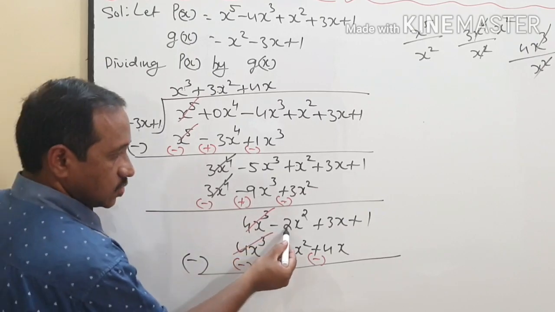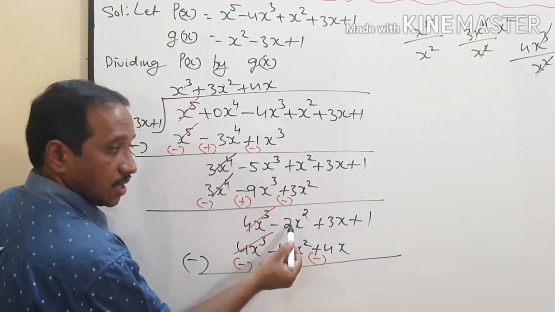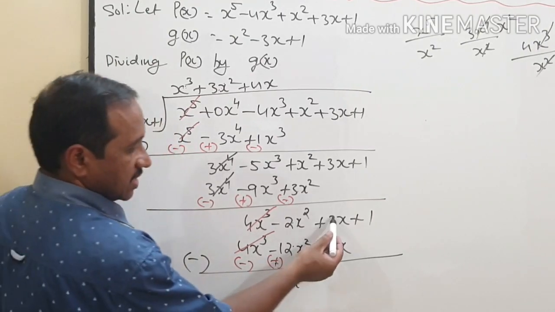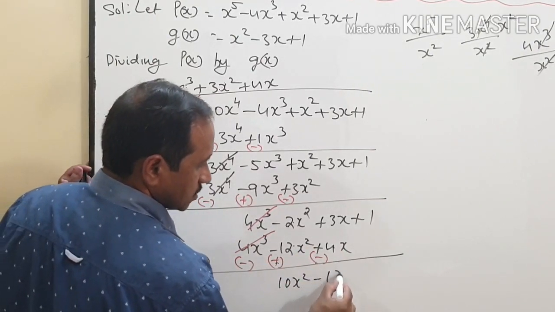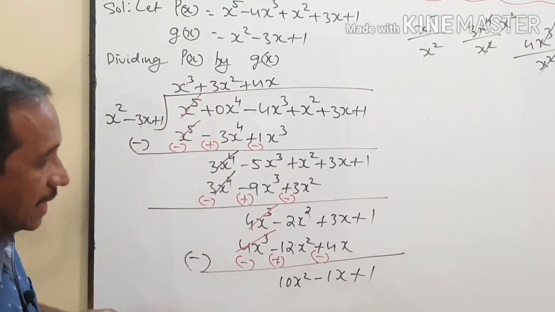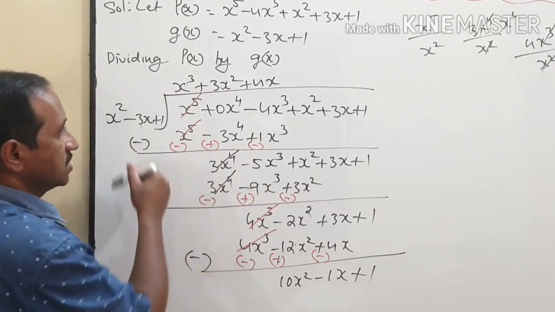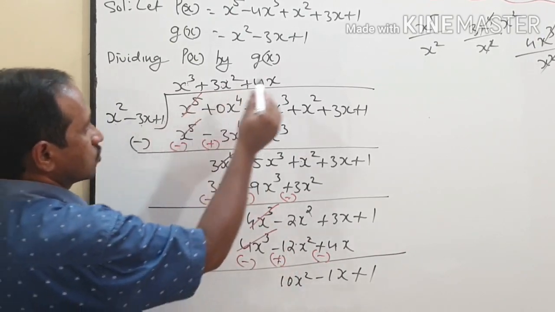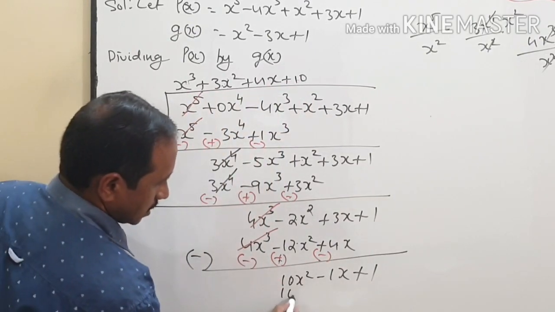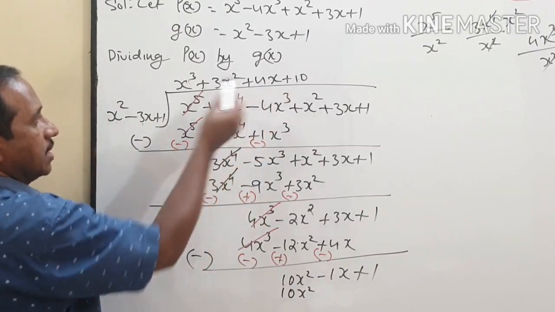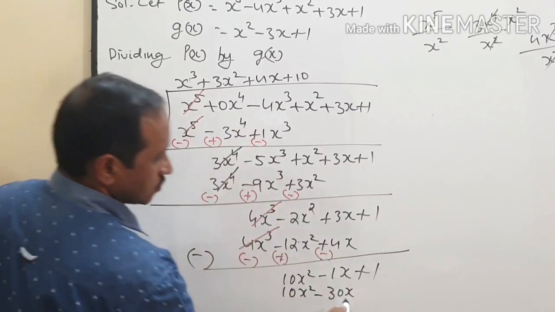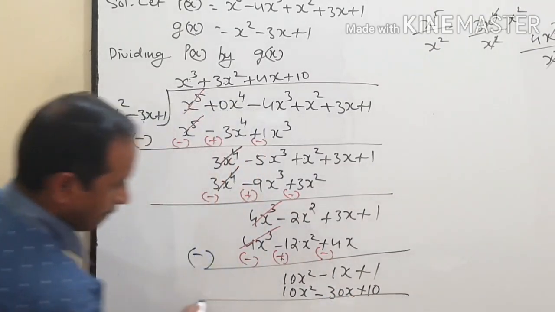Next, minus 2x square plus 12x square. Minus 2 plus 12 is 10x square. 3 minus 4 is minus 1x plus 1. Now, again we have to divide the first term by the first term. 10x square by x square, you will get plus 10. Now 10 into x square is 10x square. 10 into minus 3 is minus 30x. 10 into plus 1 is plus 10.